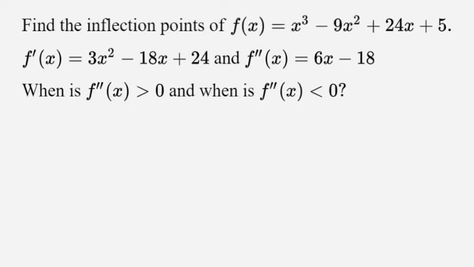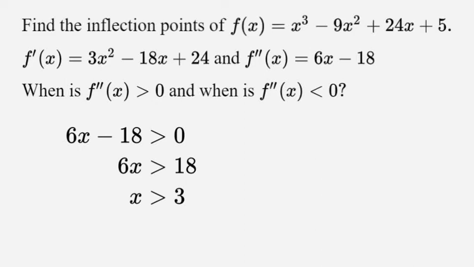And the question here is, where is this second derivative positive, and where is the second derivative negative? So let's take that second derivative and set it greater than 0 and solve that for x. And when the inequality is simple like this, the way that you solve for x is the same way that you would solve for x if it was an equality instead of just an inequality. And so I add 18 to both sides, and then I divide both sides by 6, and I get that the second derivative is positive when x is greater than 3.